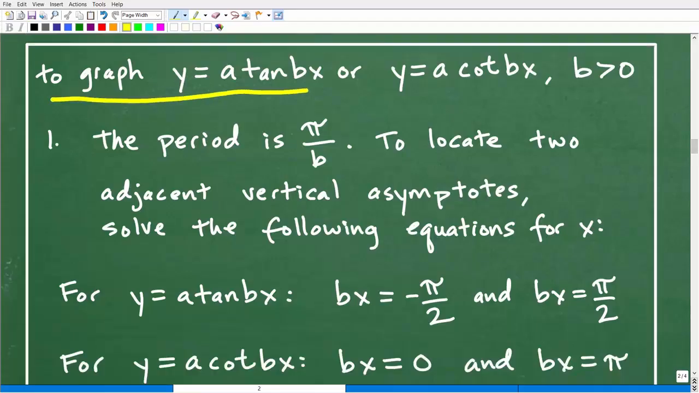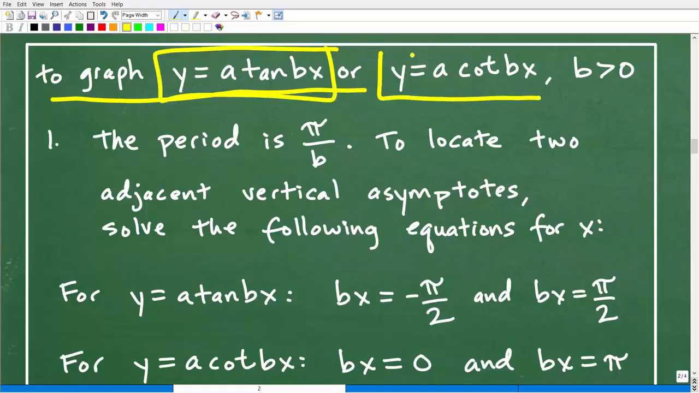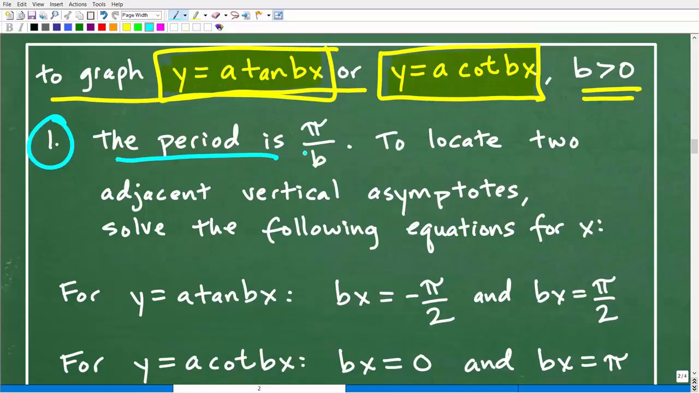All right, so to graph y equals tangent bx, this is just a general form of a tangent function, or y equals a cotangent bx, where b is greater than 0. Our problem right here is a cotangent problem, but this procedure applies to both cotangent and tangent. Here's what you need to do. Number 1, the period is going to be pi over b. Again, we have these variables. A is the coefficient, which is the amplitude, and b is this number that's in front of the x inside of the function. So this is part of our angle. So the period is going to be pi over b.